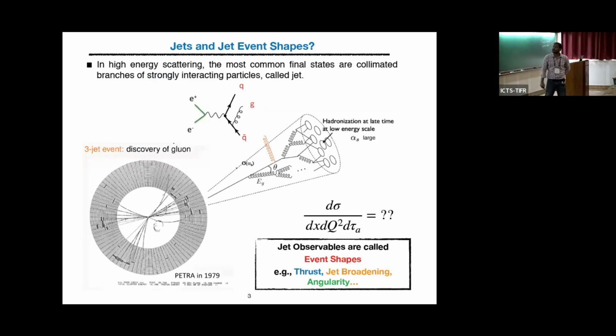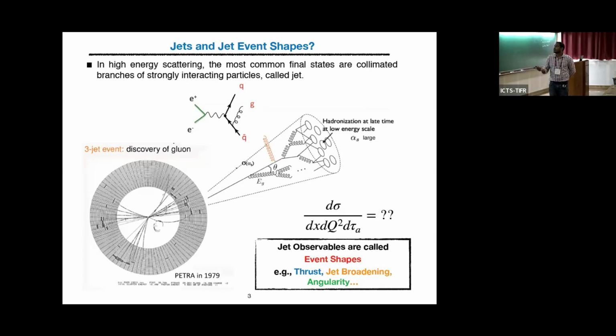Okay, so a quick overview of jets. After the high energy interactions, a bunch of collimated hadrons comes out. We usually call this a jet. You can see here a nice picture from PETRA, the final state configuration, which was one of the major discoveries for gluon discovery. In between, because of the high virtuality of the parton, we can have collinear and soft splitting. And finally, it hadronizes at large alpha_s. So our motivation, this community's motivation, is to study this jet configuration.